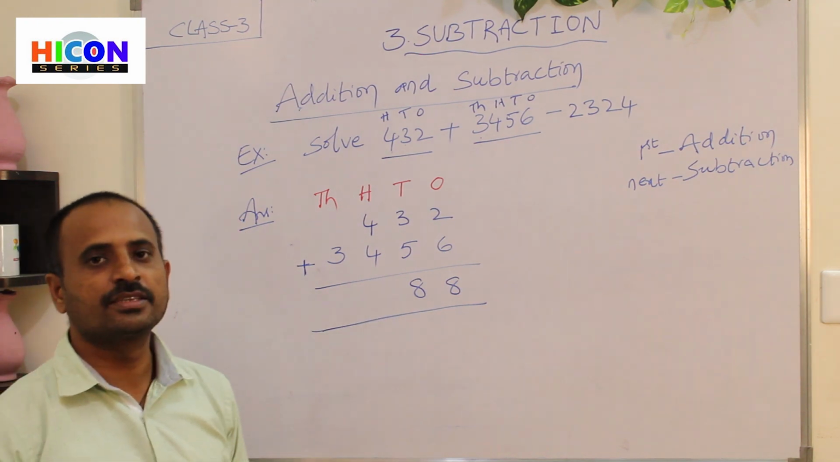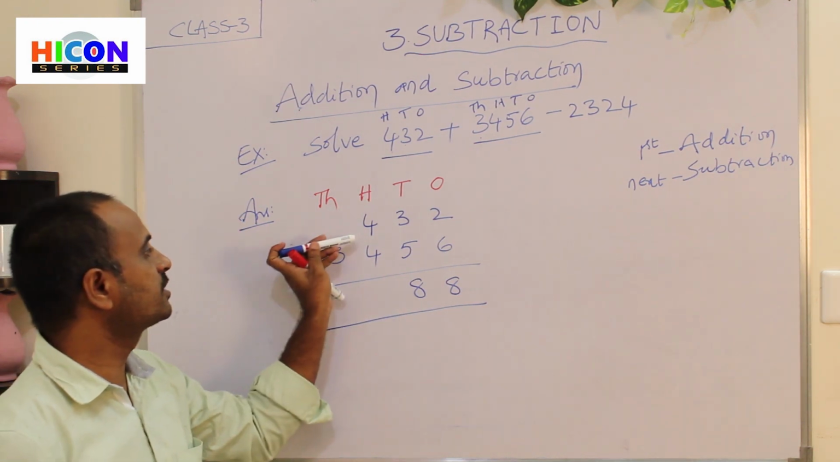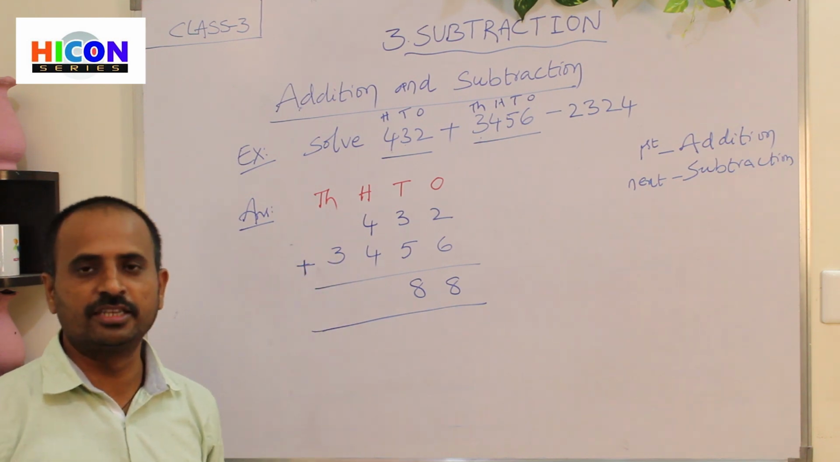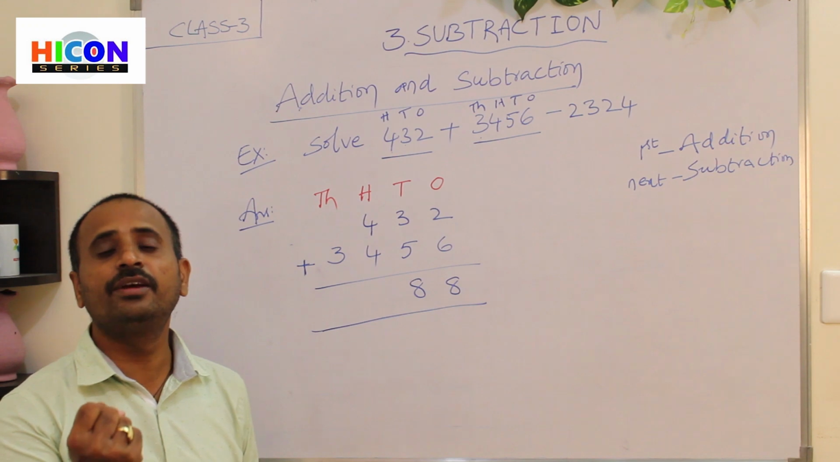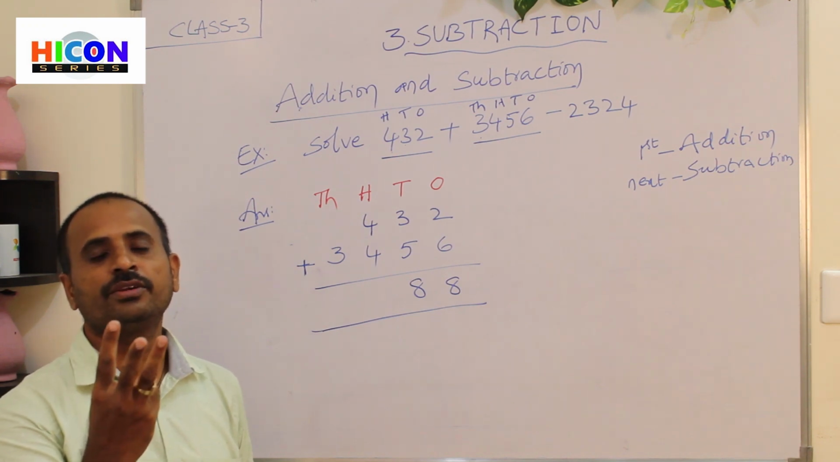Now go to hundreds place. What are the digits present in hundreds place? 4 and 4 are in hundreds place. So what is the second digit? 4. Open 4 fingers of your hand. 1, 2, 3, 4.